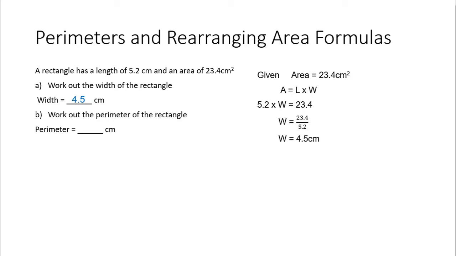Next, the perimeter of the rectangle. The perimeter we know for any shape is the sum of its outer sides. For a rectangle, that's 2 lengths plus 2 widths. We know the length is given in the question, 5.2, and the width we just worked out is 4.5. So 2 times 5.2 plus 2 times 4.5. That gives us 10.4 plus 9, 19.4 centimeters.